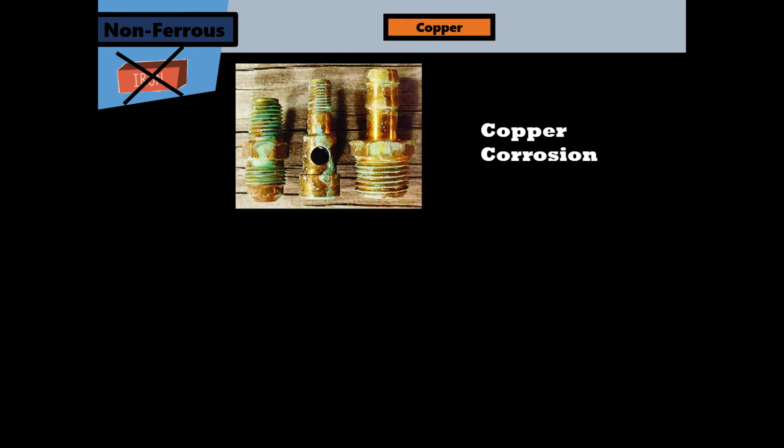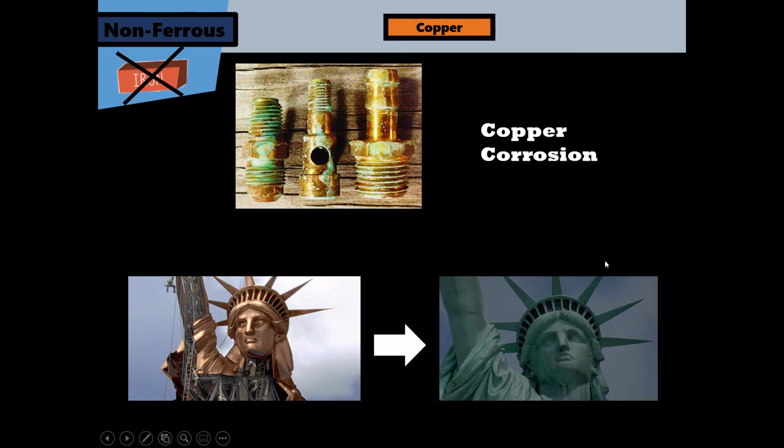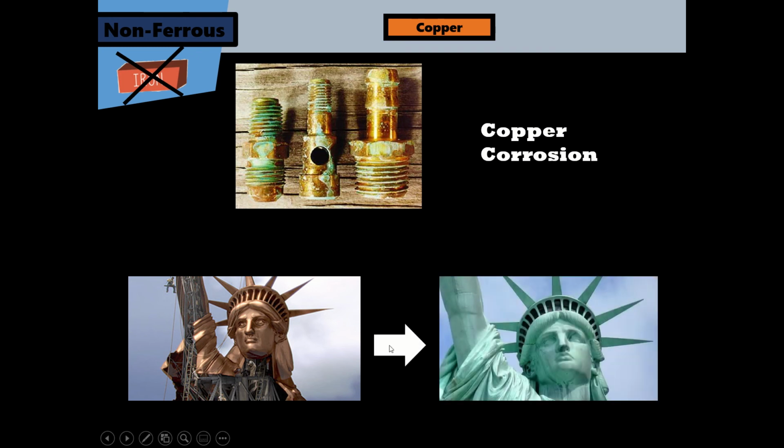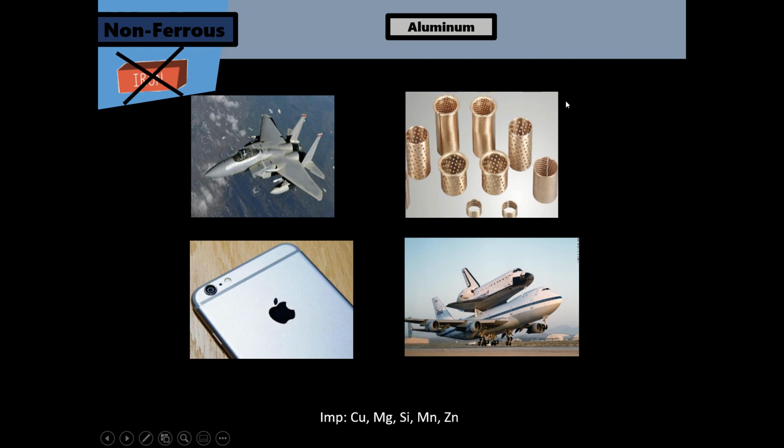Also, one of the problems with copper is copper corrosion. Again, as I said before, ferrous metals are very susceptible to corrosion, but I did not mention that copper is also susceptible to corrosion. This is the reason why the Statue of Liberty is now greenish, because copper reacts to salt. But that's just it. It's just a change in color. It's a chemical reaction. So those are the alloys of copper.